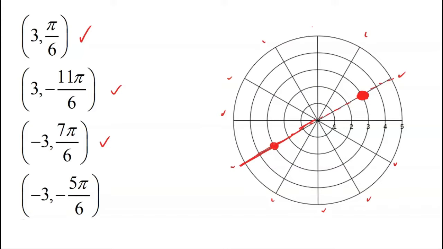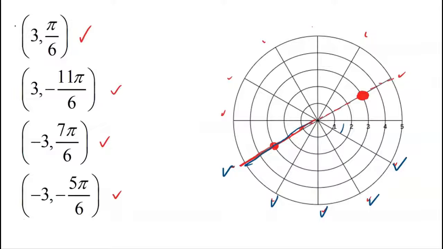So that point is equivalent to the other ones as well. And there's one more. In fact, there's actually infinite more, but just to give you one more here, -3, -5 pi over 6. Okay, so where's -5 pi over 6? -1, 6, -2, 6, -3, 6, -4, 6. Here's -5 pi over 6.